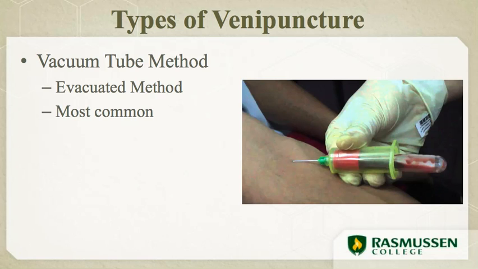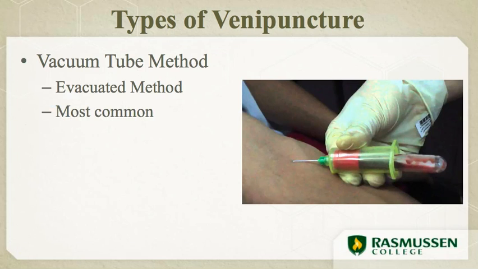The vacuum tube method, or the evacuated tube method, is the most common because it allows us to take multiple samples without having to do multiple sticks. So we would just change tubes out as we do this. And we use these tubes that have a vacuum in them, and the vacuum is set to the exact amount of sample that is needed. So what happens is they actually withdraw an amount of air, and then that can be filled with sample, and it will only allow that much sample in. It will not allow the tube to overfill.